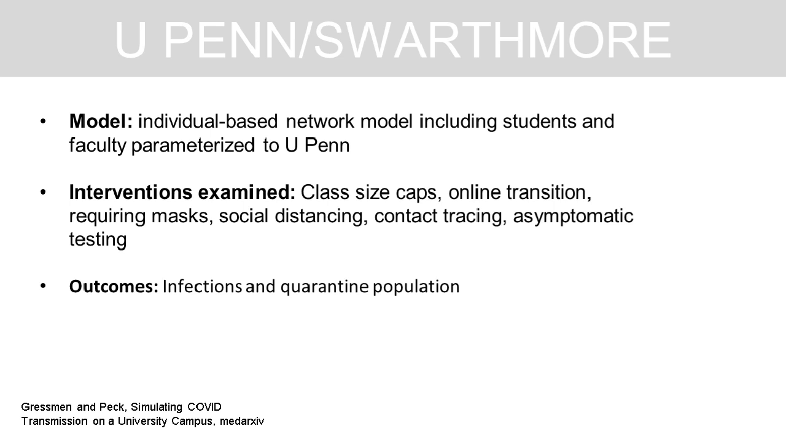And that is the University of Penn and Swarthmore model. So this is an individual-based network model, again, also including students and faculty, parameterized by UPenn. Now, the interventions that they examined were combining what I've talked about before. So combining contact tracing, asymptomatic testing, as well as interventions such as class sizes, online transitions of classes, and requiring masks and social distancing. So really kind of bringing it all together, all the modeling that I've shown you already. And the outcomes that they were interested in were infections and quarantine populations.